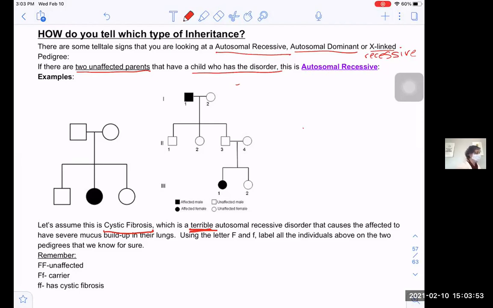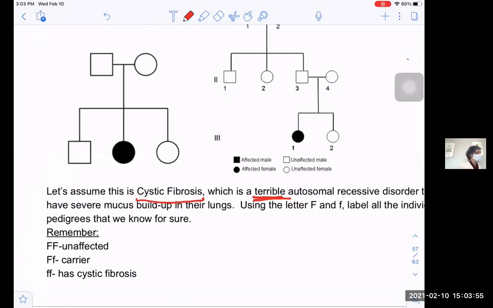So if we're going to use the letter F to represent this, little f is how we are going to show cystic fibrosis. So if we look at this pedigree here, we have this girl right here that has cystic fibrosis. What are the other genotypes that we know for sure?